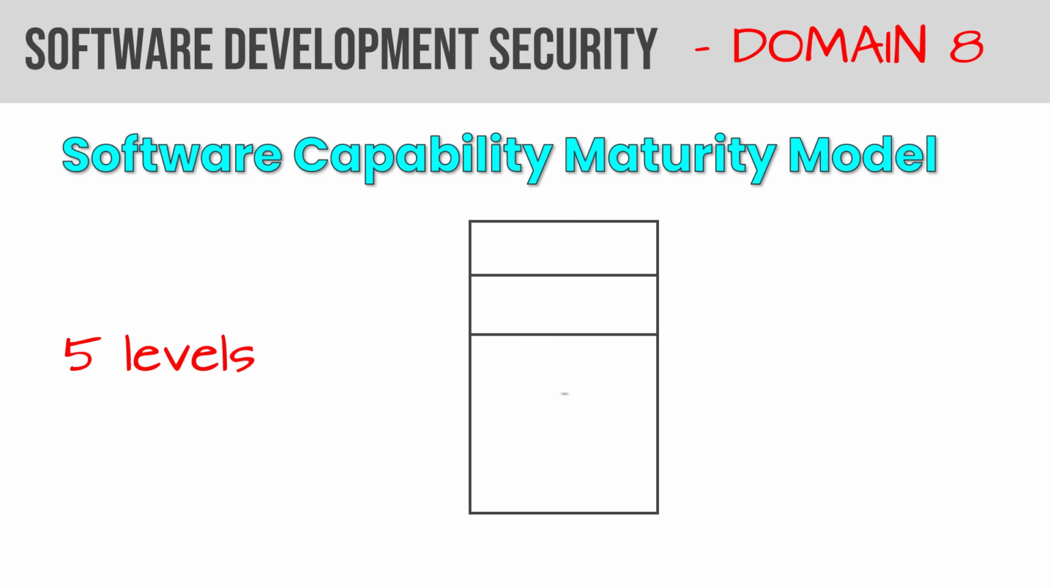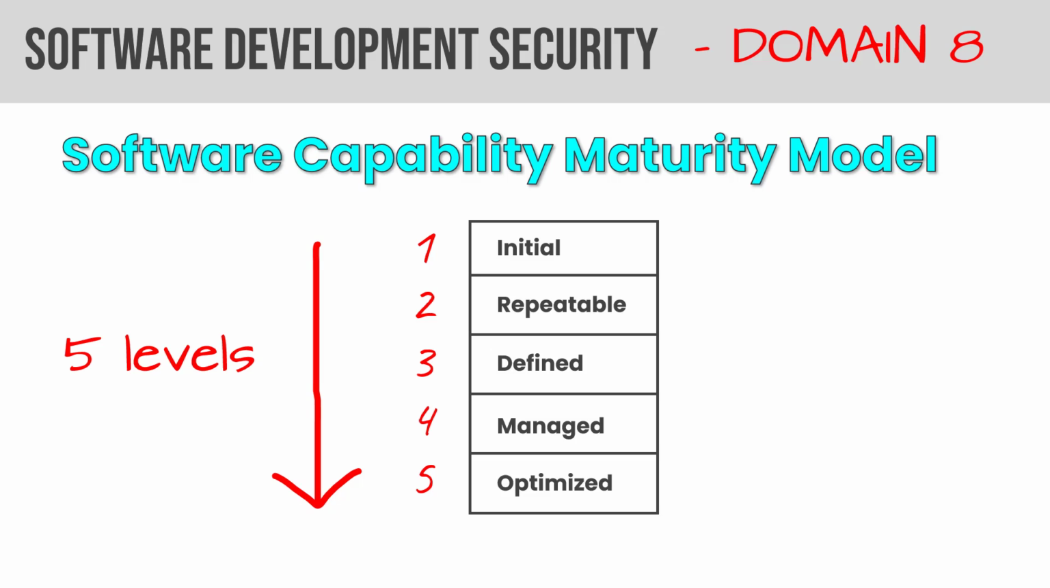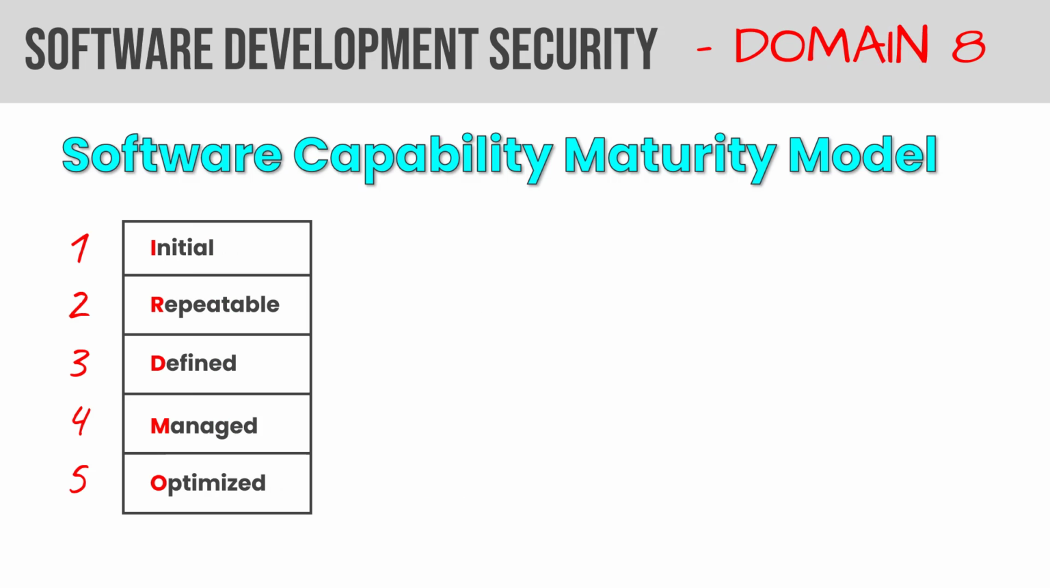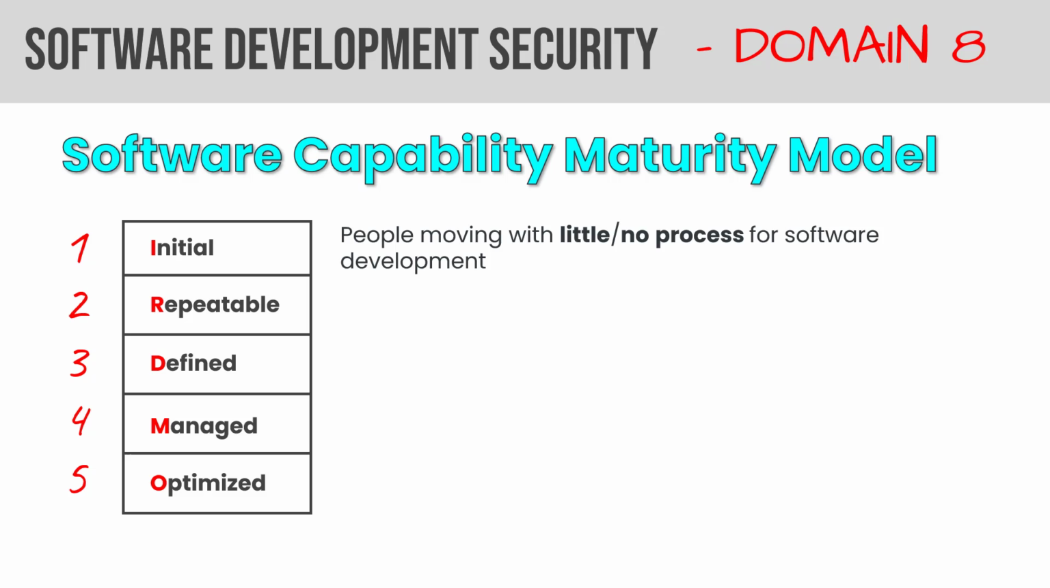Also 5 levels, and they're actually called levels 1 through 5, and they are initial, repeatable, defined, managed, and optimized. So IRDMO, how about I read data maps online? So the software capability maturity model, we have initial, which is people developing software with little or no process, right? Just everybody acting on their own with no real orchestration.